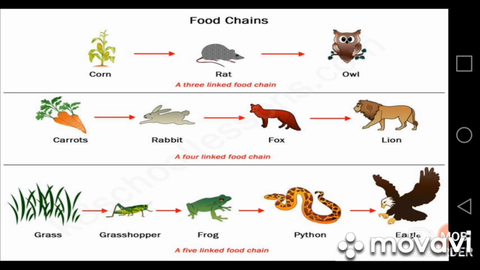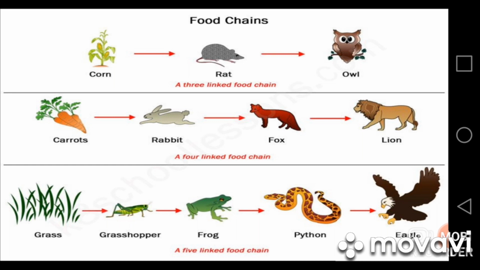Here in this picture, you can see different food chains are shown. A food chain shows the transfer of energy from one living thing to another by being eaten or by eating the other living thing. Every living thing in a food chain is called a link, and different links in the food chains are connected by the help of arrows. The direction of arrow shows the direction of flow of energy.